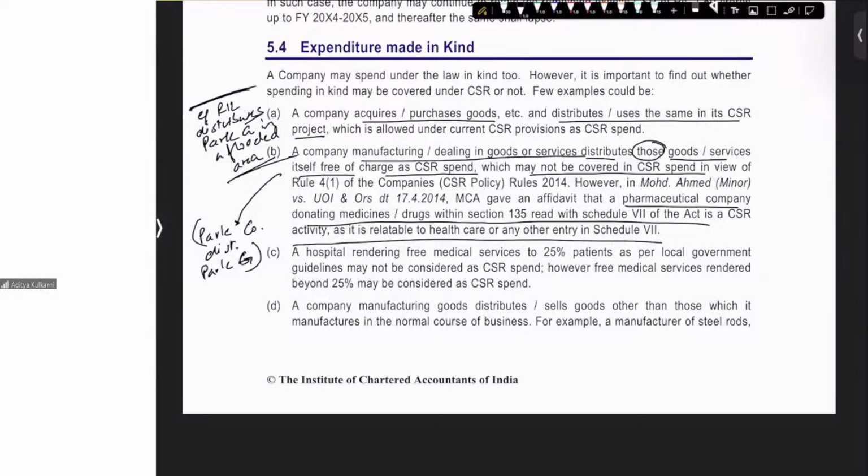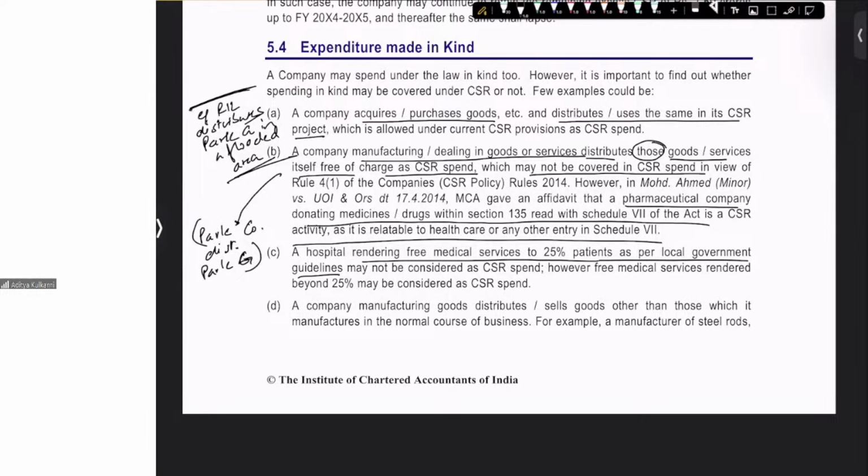Suppose there is a statutory requirement to render services. For example, hospital rendering free medical services to 25% patients as per local government guidelines. This is not CSR. Why is it not CSR? Because you're doing it as an obligation. But suppose instead of 25%, you give free services to 30%. Then the extra 5% will be regarded as CSR.